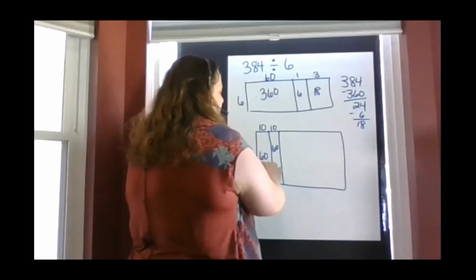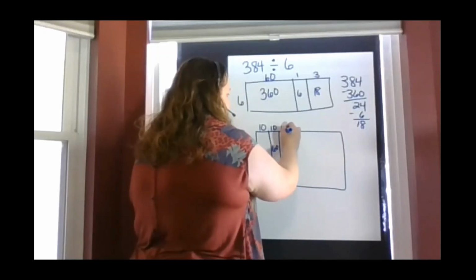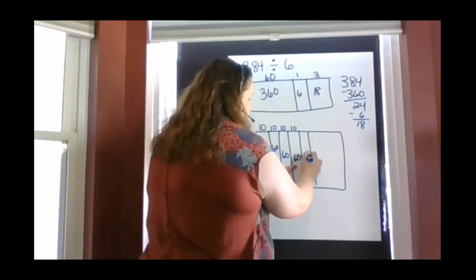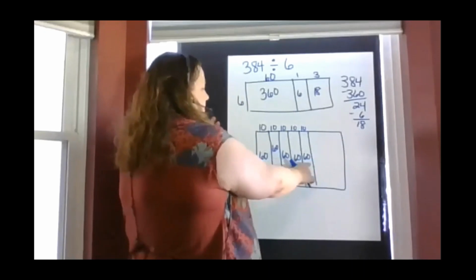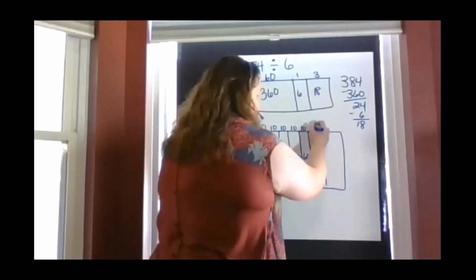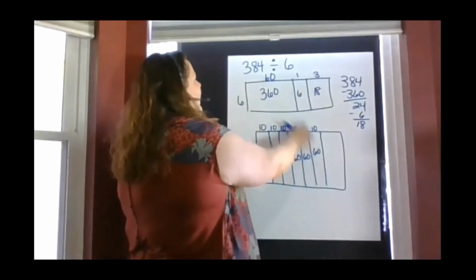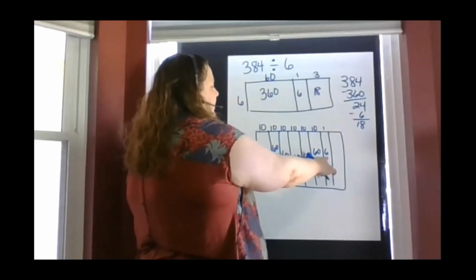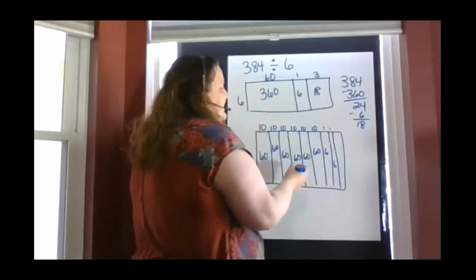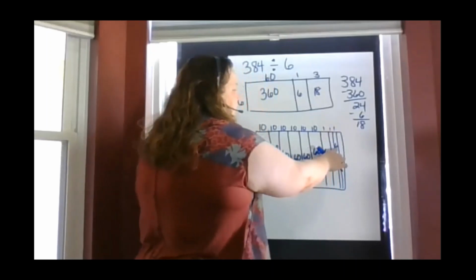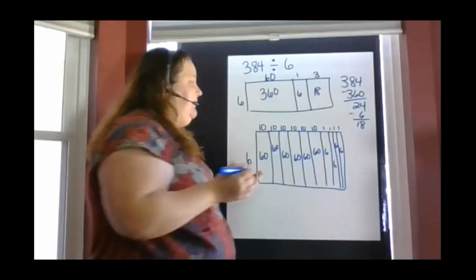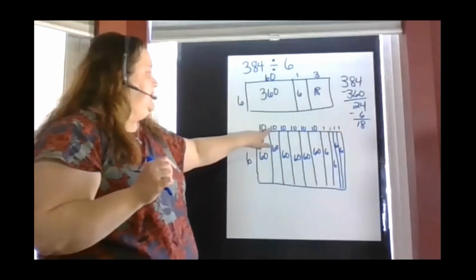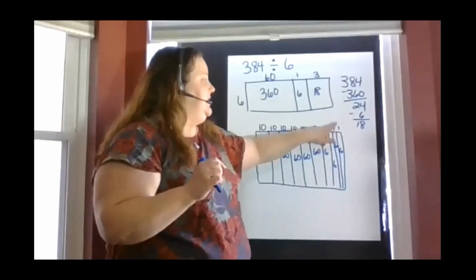Another 10, I'm at 120. I'm at 180. 240. 300, 360, I'm getting there. There's not 60 more to go, so I'm going to take away 6 at a time. So I'm at 360, so 366, 372, 378, 384. So I've got my area, it's broken out into smaller chunks, and I can just add up how many times I broke 6 out. So 10, 20, 30, 40, 50, 60, 61, 62, 63, 64.